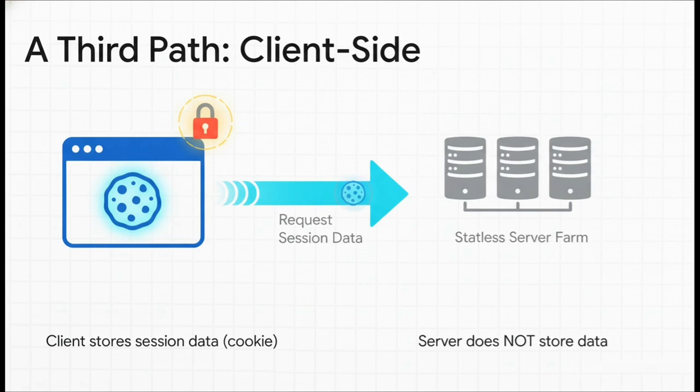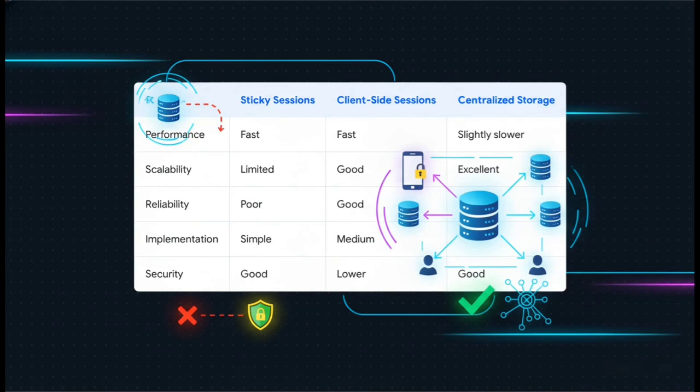The trade-offs here are pretty obvious. Cookies can only hold a very small amount of data, and you have to be extremely careful about not putting sensitive information in there because of security risks. So if we lay it all out, you can see the trade-offs crystal clear. If all you care about is raw performance, sticky and client-side sessions are the fastest since there's no extra network call. But when you start talking about scalability and reliability, the things that are the bedrock of a massive application, well, centralized storage is the undisputed champion.